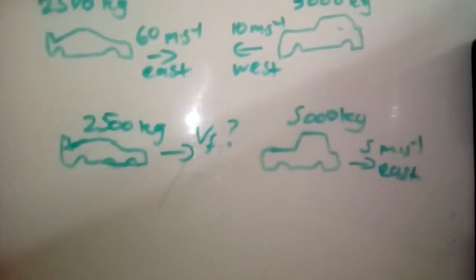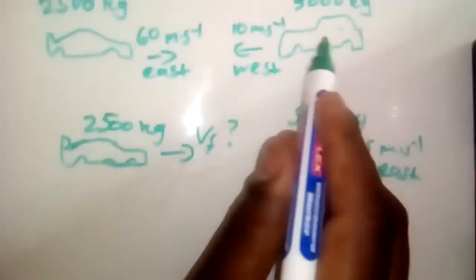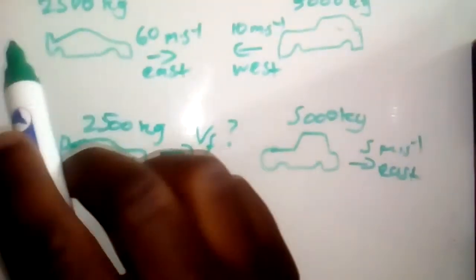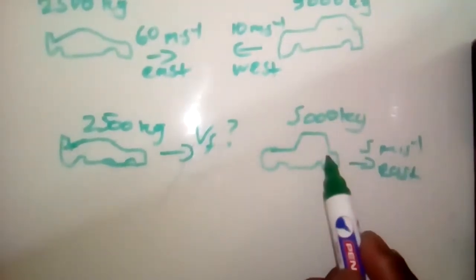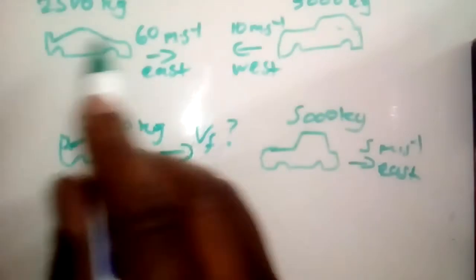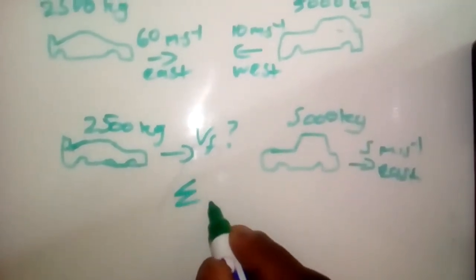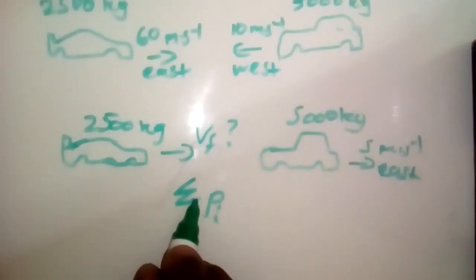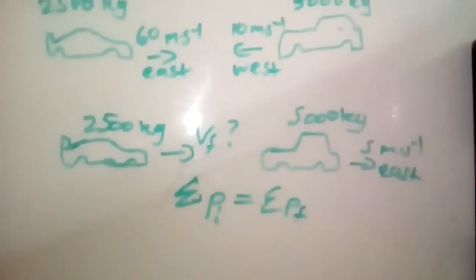So what is conservation of momentum? Conservation of momentum tells us that the sum of their momentums, meaning when you add the momentum of this and the momentum of this, the sum of the momentum before is the same as the sum of the momentum after, right? So that's why we have the equation. Remember, momentum is represented by P, and this sigma means sum. The sum of the momentums before is the same as the sum of the momentums after.